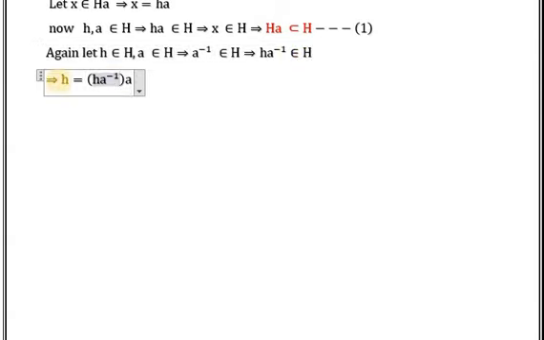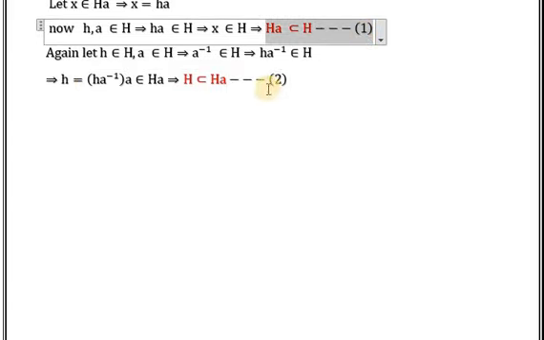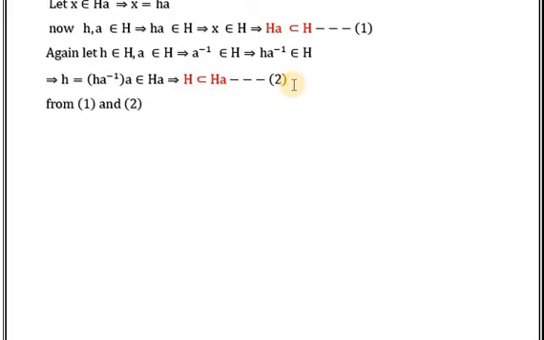We have taken h and operated with a inverse into a. A inverse into a is nothing but the identity element. So h a inverse into a is nothing but h belongs to Ha, which implies H is a subset of Ha. Let us treat this as equation 2. Now equations 1 and 2 imply that Ha is a subset of H and H is a subset of Ha. Therefore, from 1 and 2, Ha is equal to H. Hence the proof. Let us do a few problems based on cosets.